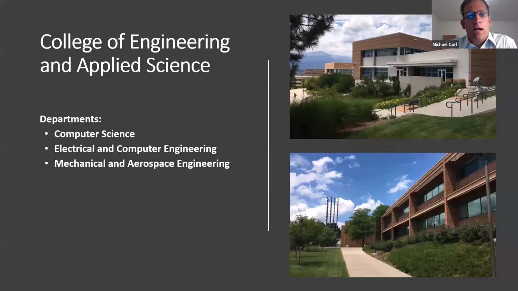Just a little bit about the College of Engineering and Applied Science. Right now, we're made up of three programs. We have a computer science department, electrical computer engineering, and mechanical and aerospace engineering. There are two buildings actively involved in where we teach and have our labs. The top one you can see is Osborne, and the bottom picture is the engineering building, which houses pretty much the computer science labs and faculty and administrative offices as well.